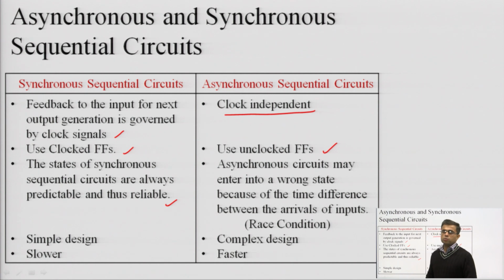The states of the synchronous sequential circuit are always predictable and thus reliable. Why are we saying that the output is predictable? Because it is dependent on the clock. Whenever we apply the clock, only then we will get the output. So we can say that it is a reliable output.